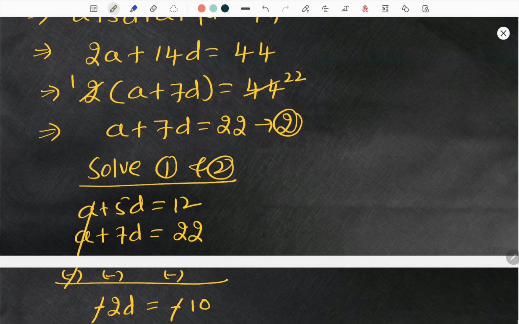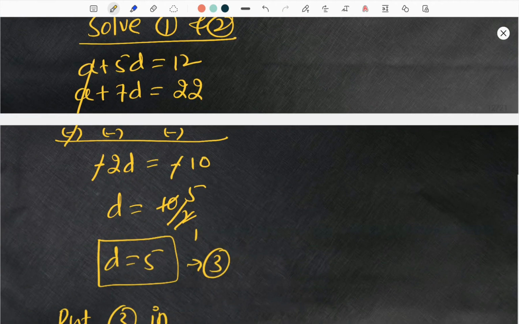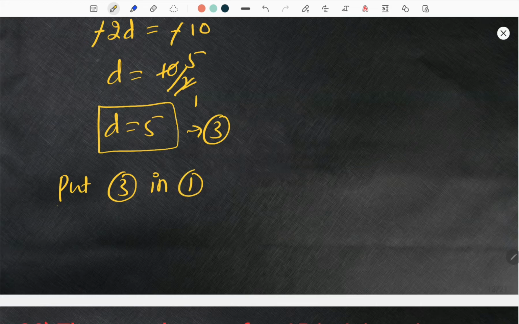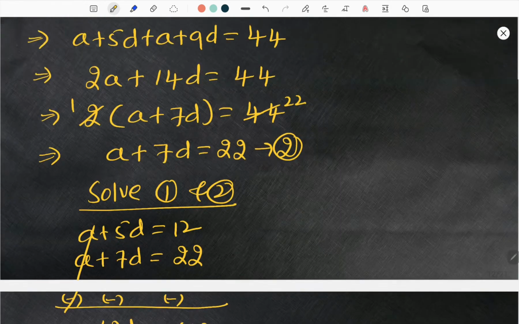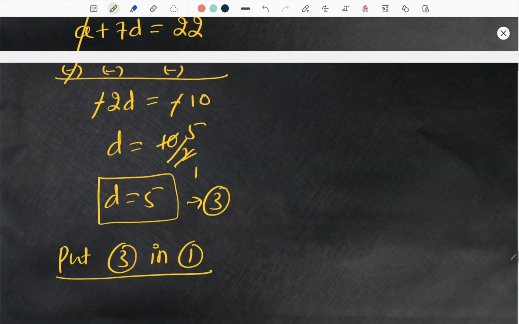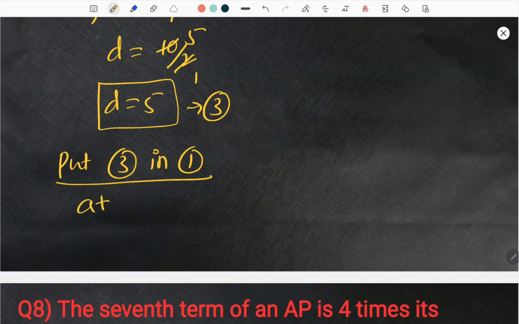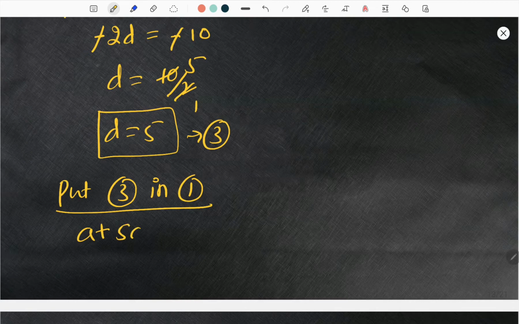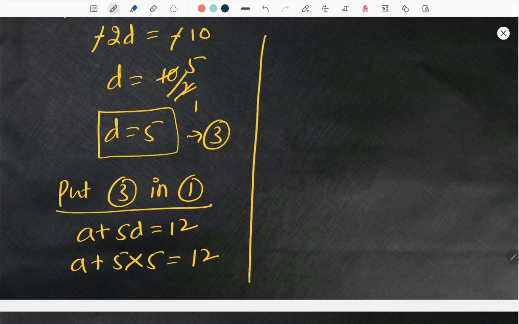Both the equations are easy. You can put it in equation number 1. Okay, so what is equation number 1? Equation number 1 is here, that is a plus 5d is equal to 12. Look into that, a plus 5d is equal to 12, right? So a plus 5 into d, where d is 5, is equal to 12. Then I am going to get a plus 25 is equal to 12.